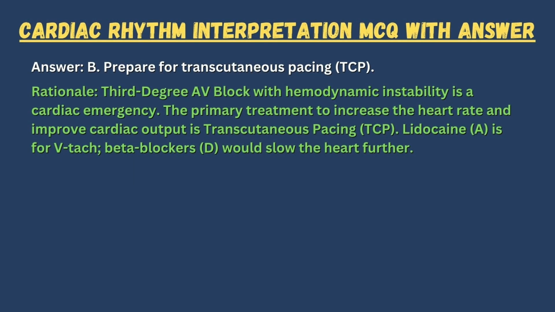Rationale. Third-degree AV block with hemodynamic instability is a cardiac emergency. The primary treatment to increase the heart rate and improve cardiac output is transcutaneous pacing, TCP. Lidocaine, A, is for V-Tach, beta blockers, D, would slow the heart further.